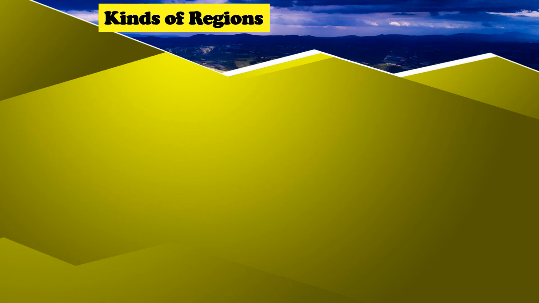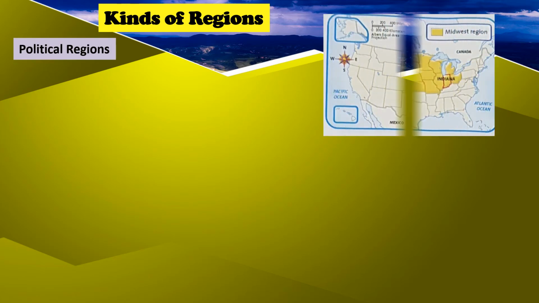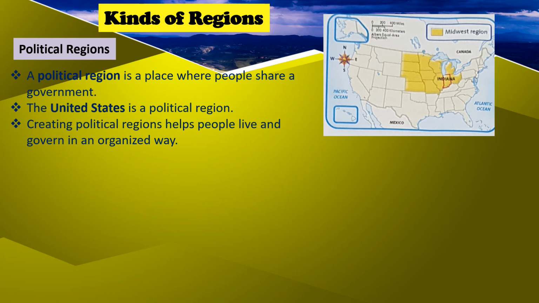People, grade 4, create many kinds of regions. However, regions can be sorted into 4 main types. So let's find out what those are. Number 1, we have political regions. So let's see what it means. A political region is a place where people share a government.